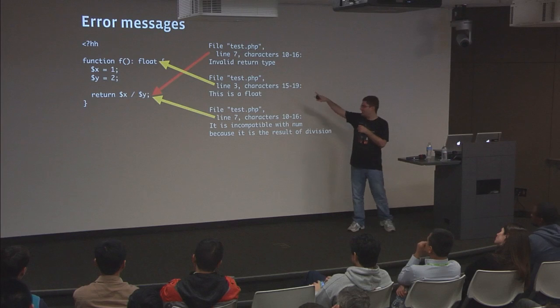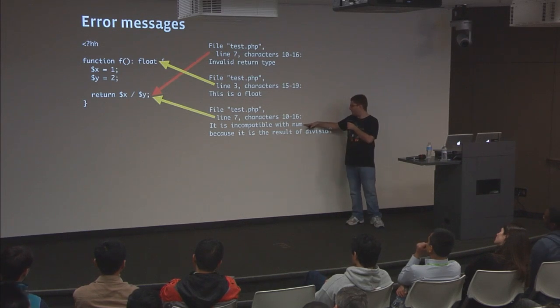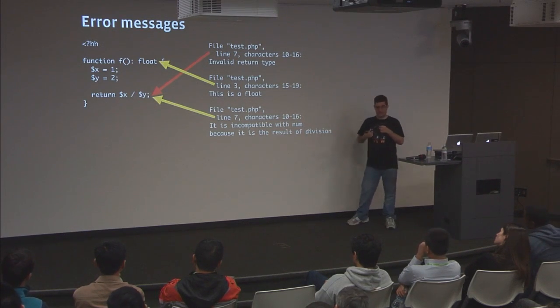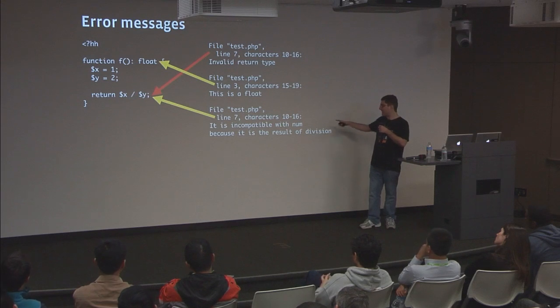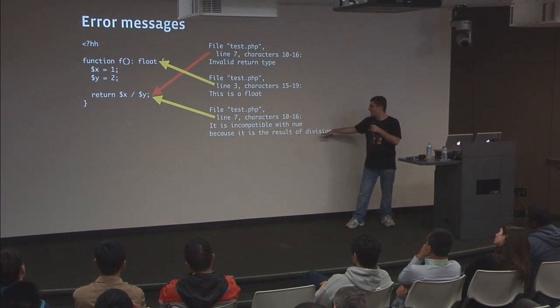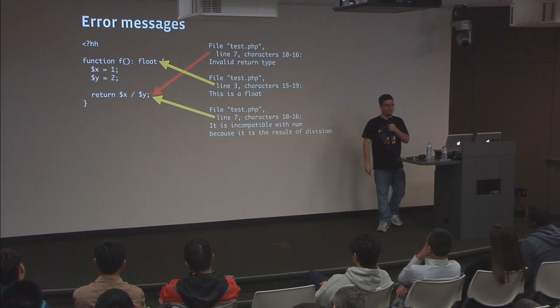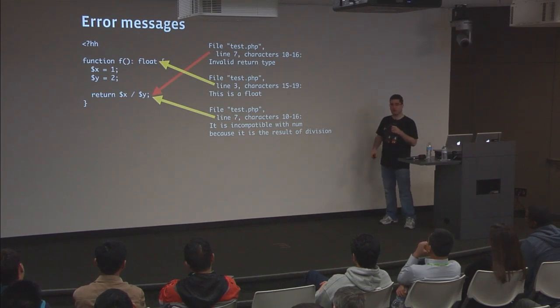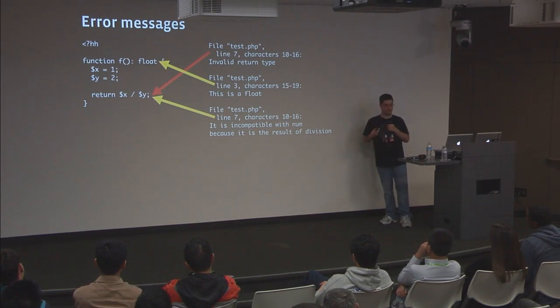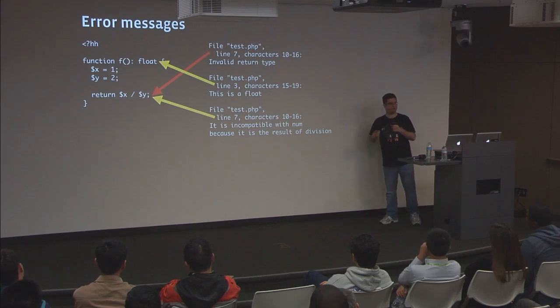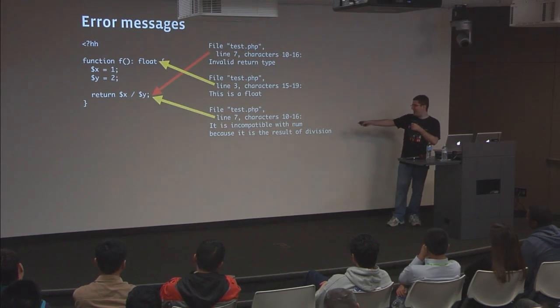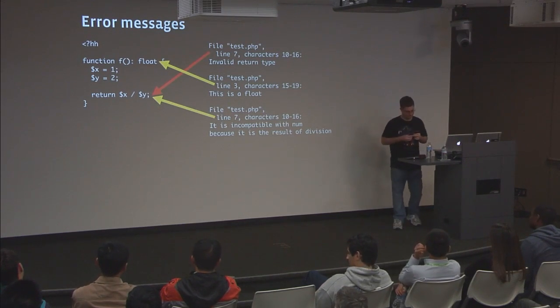Invalid return type. This is a float. It's incompatible with num. It means int or float. And I said num because it's the result of a division. Not only do we keep witnesses for all the types, we keep reasons for why we thought something was that type. So we can point it out when it's not necessarily obvious how we thought this would be num instead of int or float, if you're not familiar with this particular rule of PHP.